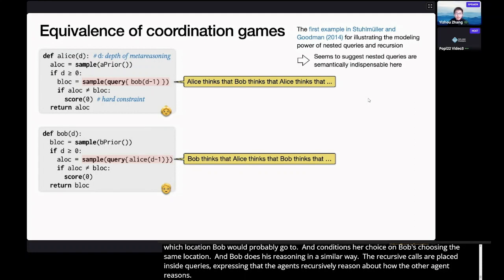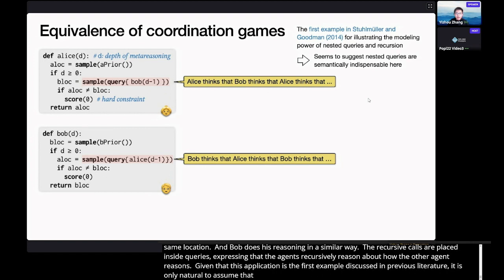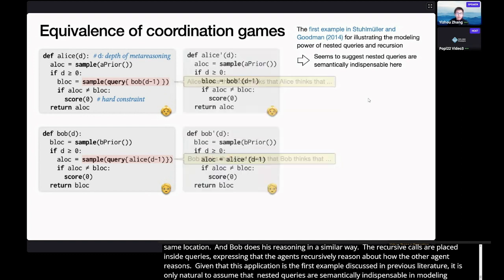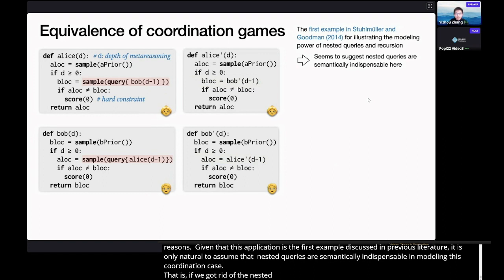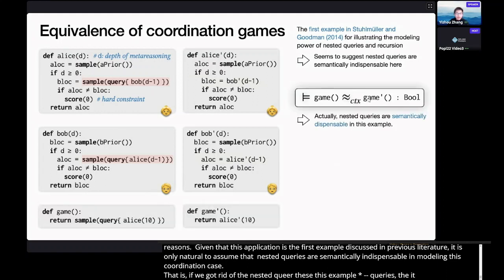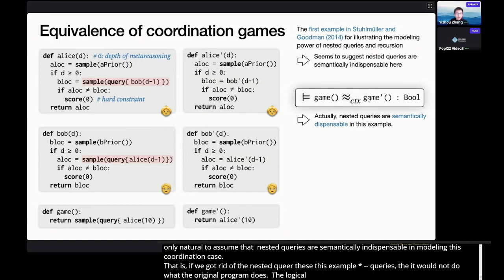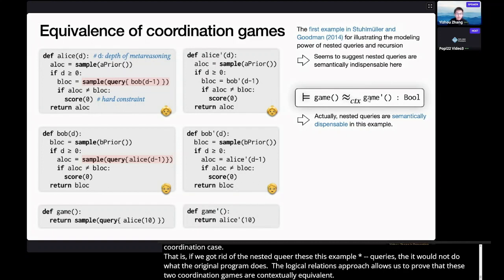Given that this application is the first example discussed in previous literature, it is only natural to assume that nested queries are semantically indispensable in modeling this coordination game. That is, if we get rid of the nested queries in this example, the resulting program would not do what the original program does. Yet our logical relations approach allows us to prove that these two coordination games are contextually equivalent, which means, surprisingly, that nested queries are semantically irrelevant in this example.